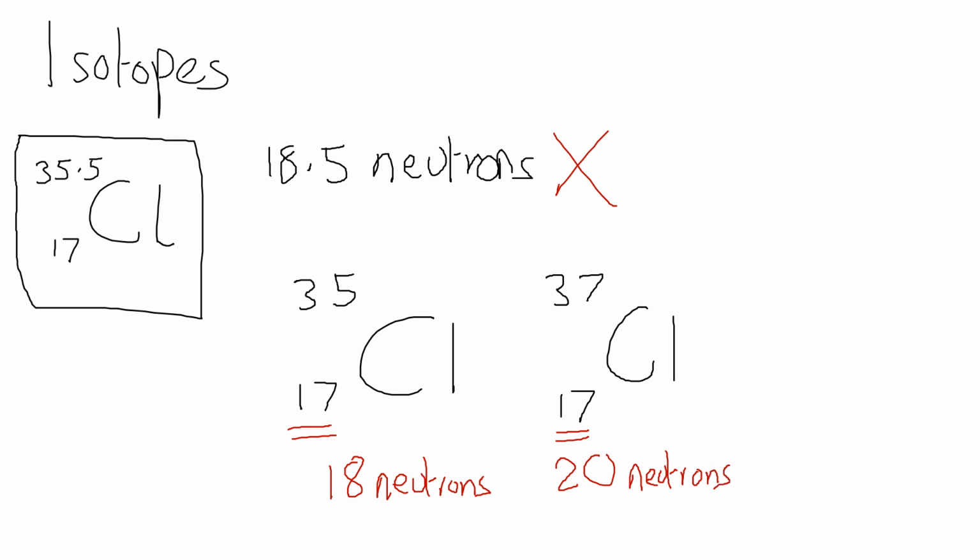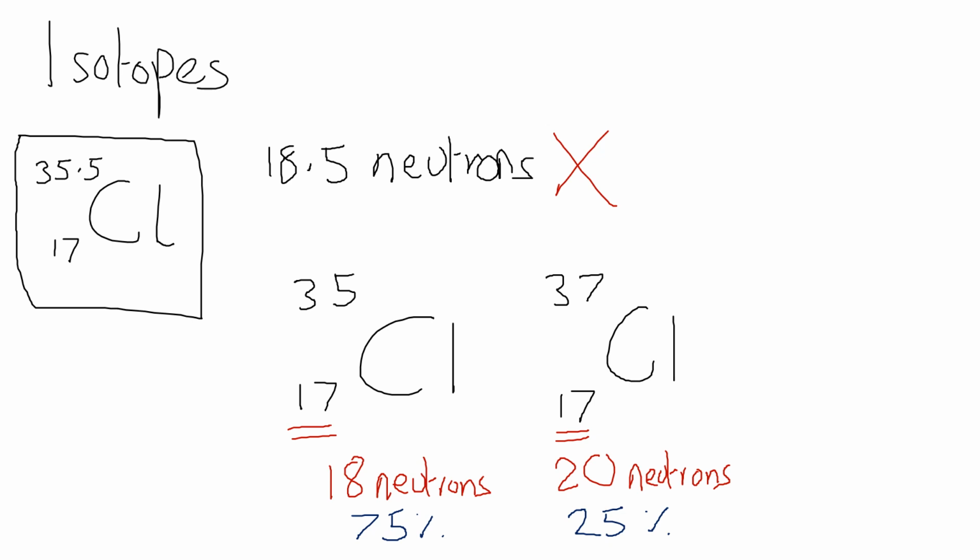And you might still be wondering where this 35.5 comes from. Well, if I told you that of all the chlorine in the world, 75% of it was chlorine 35, and 25% of it is chlorine 37. So this number here, 35.5, is a weighted average of the percentage abundances.